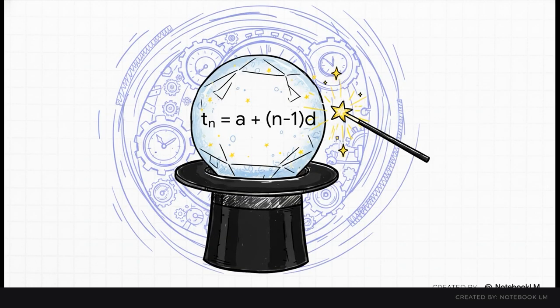And now the moment you've been waiting for. This is the magic formula. This is our superpower. This tiny equation lets you find any term you want without writing out the whole list. Want the 100th term? The 500th? No problem. It's like a time machine for numbers. The term you want, Tn, is equal to A plus, and listen carefully, (n minus 1) times D.